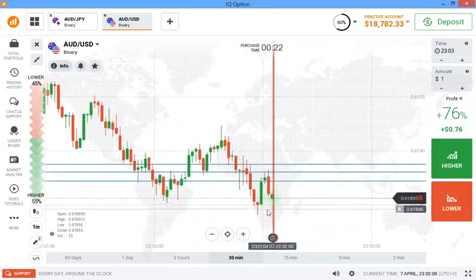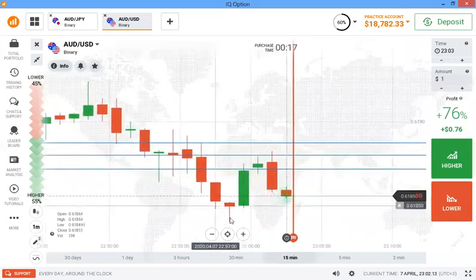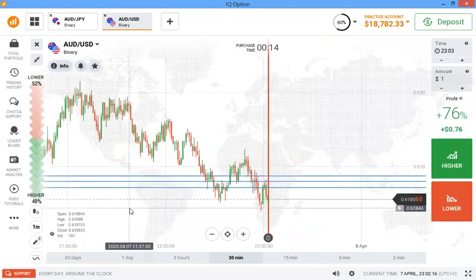There must be some level here, which is why buyers enter, because the candle became weak at that level. Then I'll show you the level.